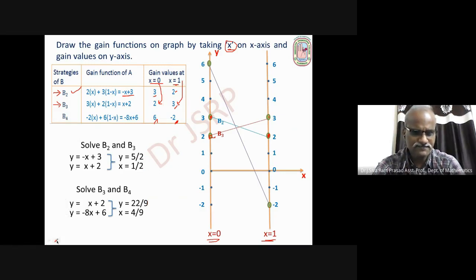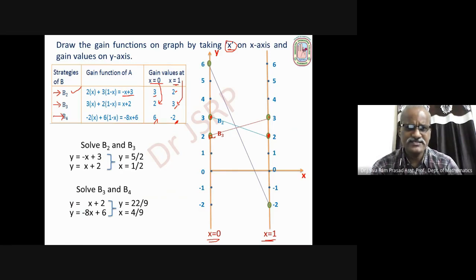So these are the lines corresponding to these 3 strategies of player B. Since player A has only 2 strategies, we are solving for the probabilities of player A.